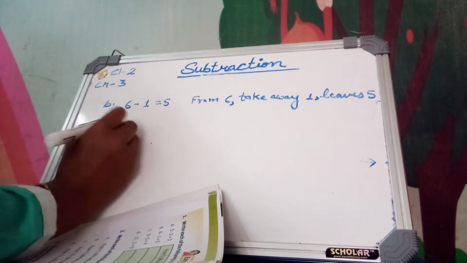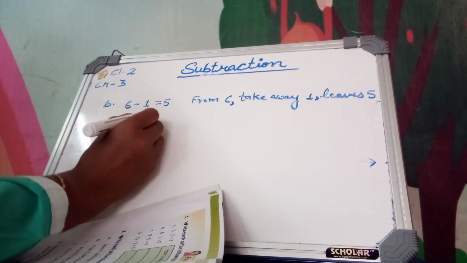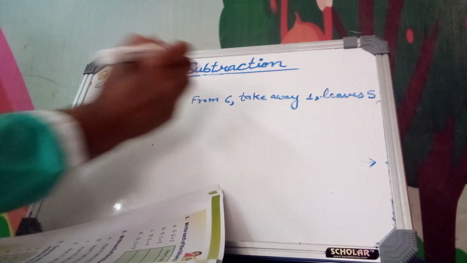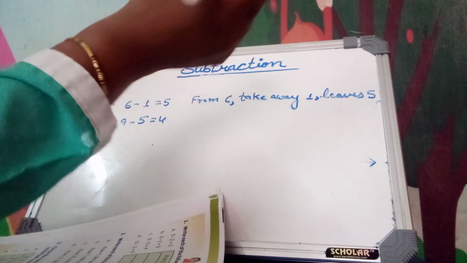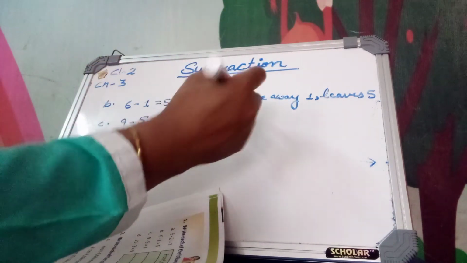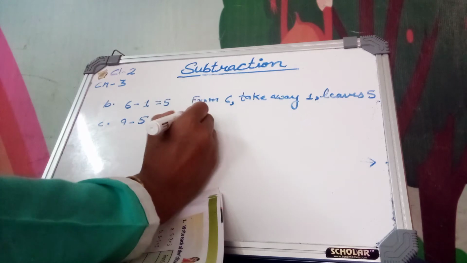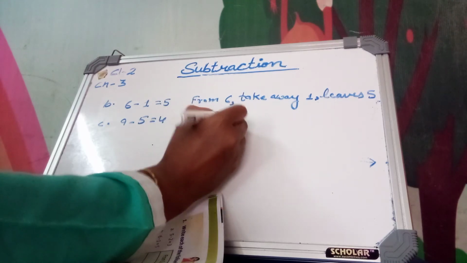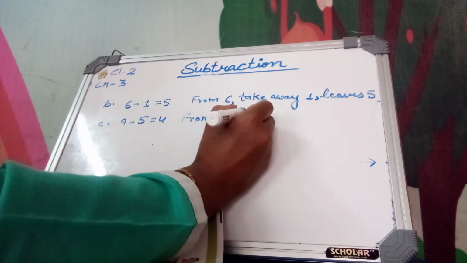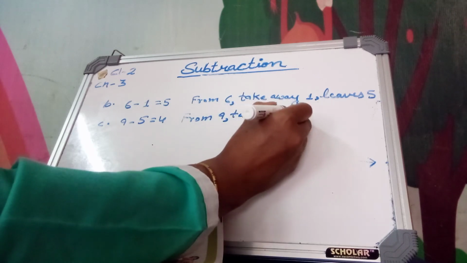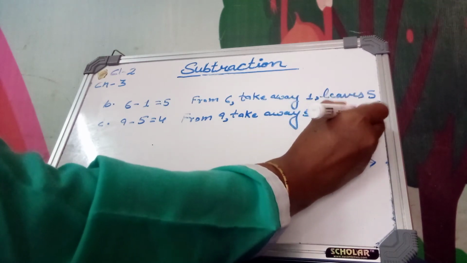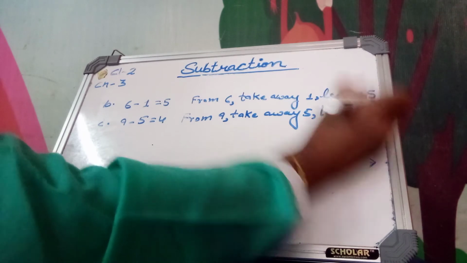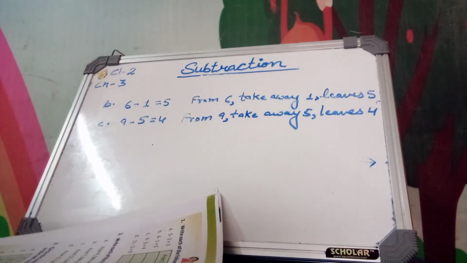Now see, do with me. Take out your rough copy and do these questions, and you have to do this in your book also with me. From 9, comma, take away how many numbers? Take away 5. Comma, and leaves 4. D, do it yourself.